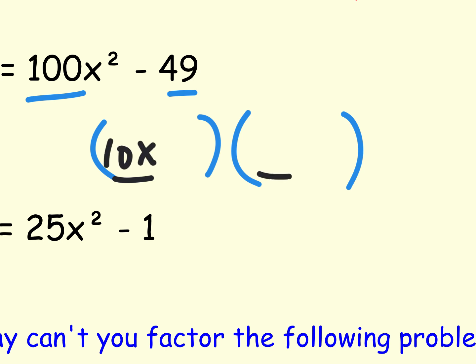10x. I heard it whispered. You were correct. 10x and 10x. And it's a plus and a minus. How could I know that? Because this is negative. It has to be one plus and one minus.